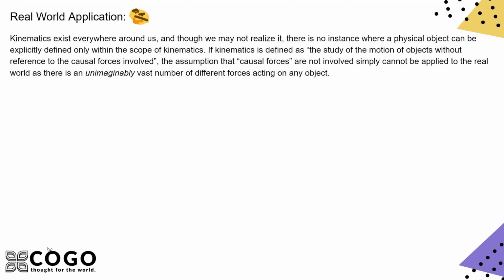Kinematics exists everywhere around us, and though we may not realize it, there is no instance where a physical object can be explicitly defined only within the scope of kinematics. If kinematics is defined as the study of the motion of objects without reference to the causal forces involved, the assumption that causal forces are not involved simply cannot be applied to the real world, as there is an unimaginably vast number of different forces acting on any object.